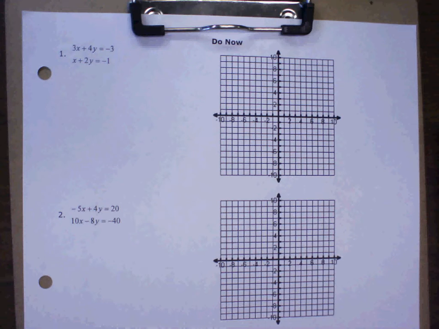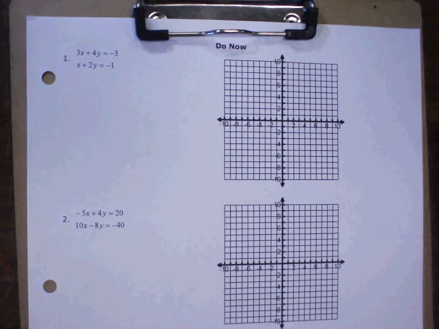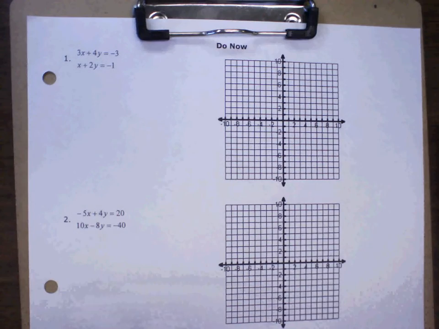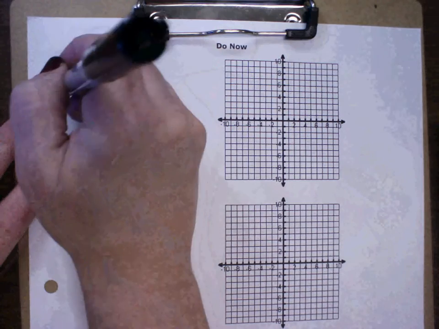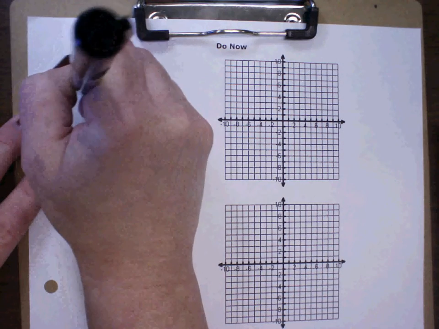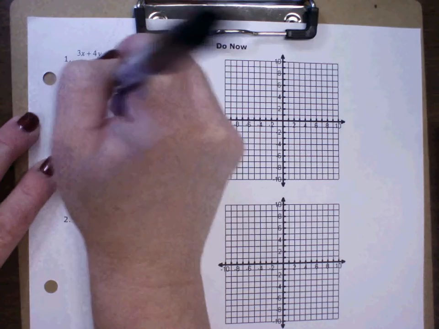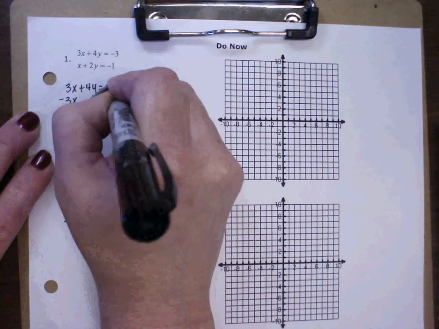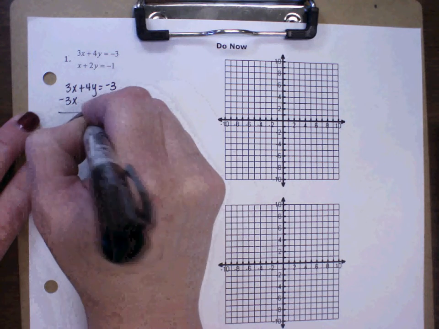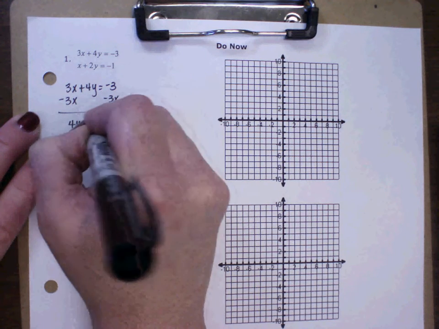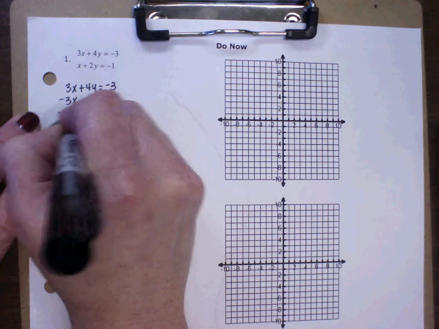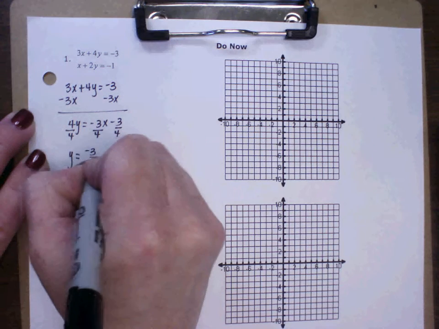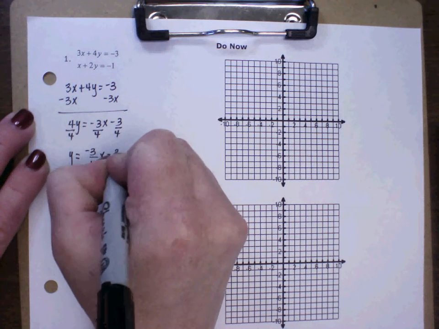Awesome. All right, let's go ahead and solve for y on all of these linear equations. The first one is 3x plus 4y equals negative 3. To solve for y, I have to subtract 3x. Very good. 4y equals negative 3x minus 3, and then I'm going to divide by 4. So y equals negative 3/4 x minus 3/4.